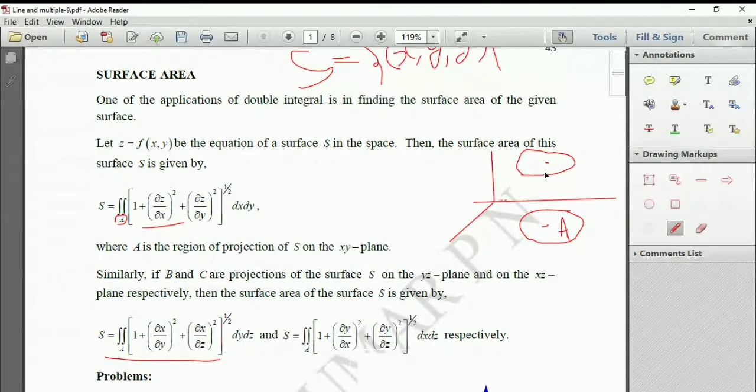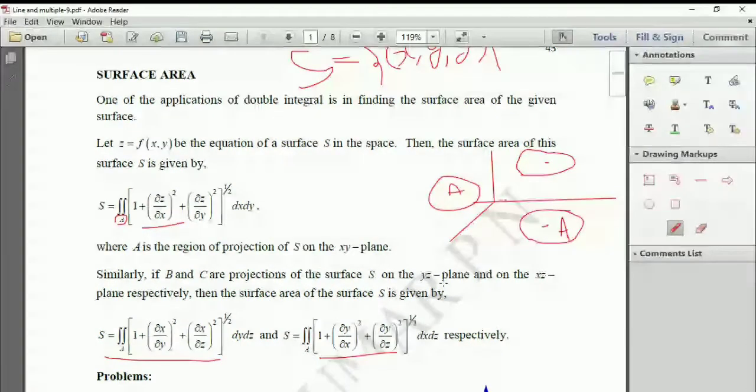Next, suppose instead of pulling this surface over the yz plane, let's pull it over the xz plane. When you pull it over the xz plane, your y coordinate is made 0, so that this 3D curve becomes 2D on the xz plane. On the xz plane, how do we find the surface area? Your A will be this region. You find the double integral over the region A of 1 plus (dou y by dou x) whole squared plus (dou y by dou z) whole squared, to the power of half, dx dz.